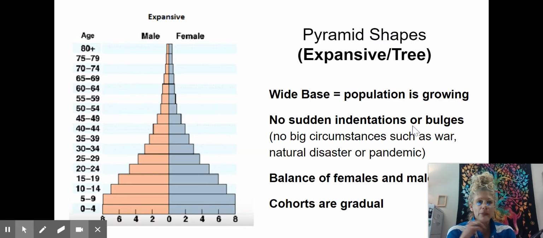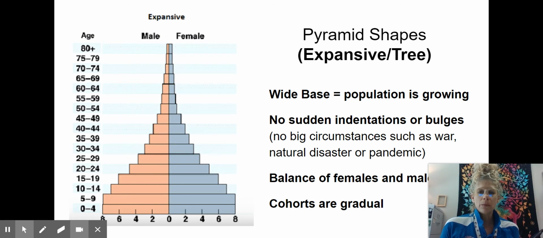So we're going to talk about 3 different shapes, okay? And so to keep it simple, just some really basic terminology, we'll refer to them as a tree, a box, or a cup. Okay, and that's how you have it listed in your notes. The first one is going to be a tree. This is also called an expansive pyramid. Okay, you have a really wide base, lots of babies being born in this country. Okay, and so we have no sudden indentions or bulges. It's just a really nice looking triangle there.